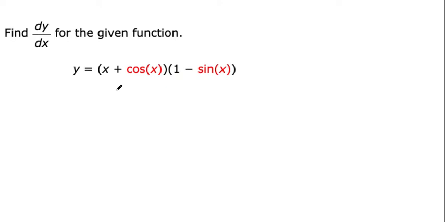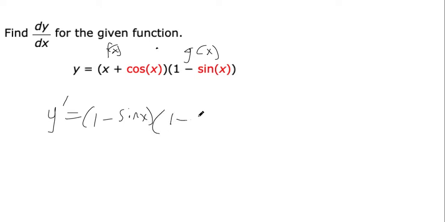Two big ways we could handle this. You could consider this first parentheses f of x, and then the second parentheses g of x, and then you could use the product rule because it's an f of x times g of x, two different functions of x being multiplied. So if you want dy dx, in other words the derivative, then it's the derivative of f of x, which is 1 minus sine x, times g of x kept the same.